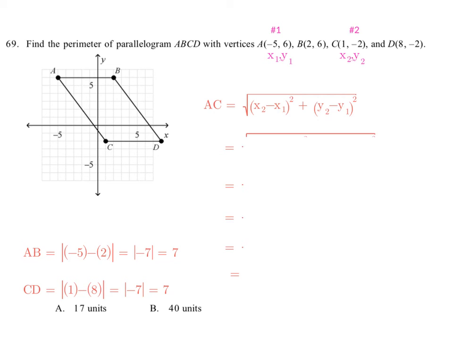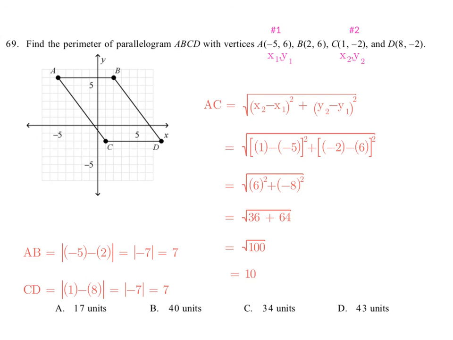So when we fill those in, we're using x2, 1, minus x1, -5, and notice that I'm using parentheses where I substituted in and brackets for the outside grouping symbols. All of that squared, and y2, -2, minus y1, 6, all in brackets because we need to calculate this inside first and then square it. And when we do that, we find that it is 6 squared plus -8 squared, which is 36 plus 64, which is the square root of 100, which is 10. So this length right here is 10.